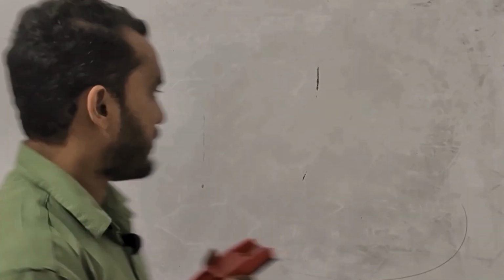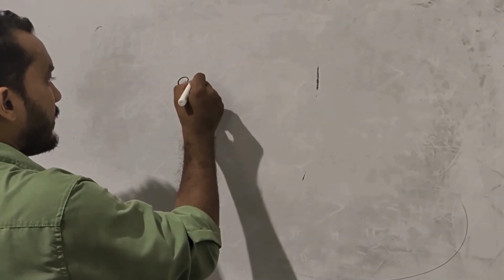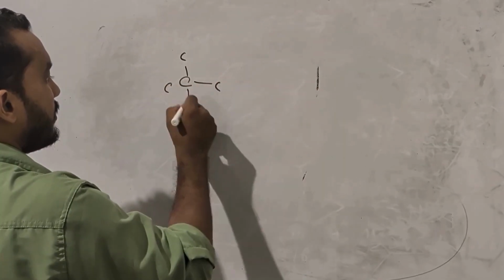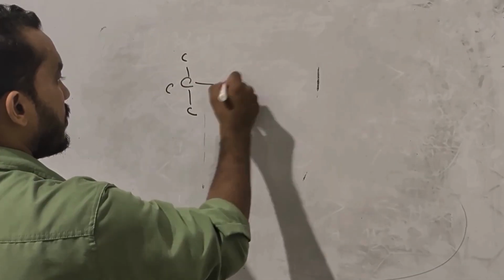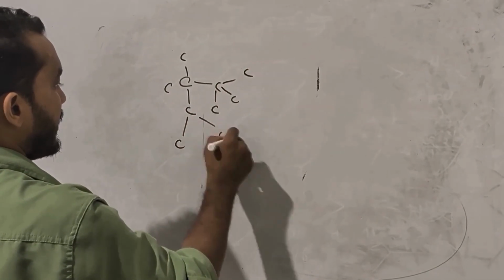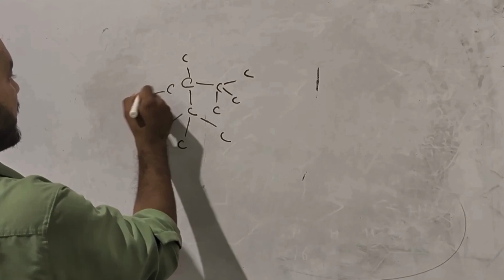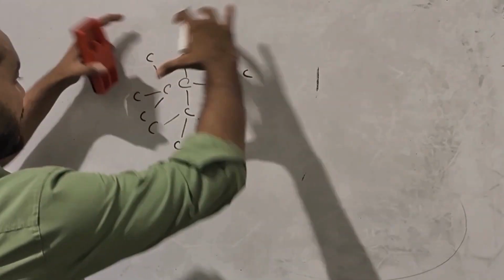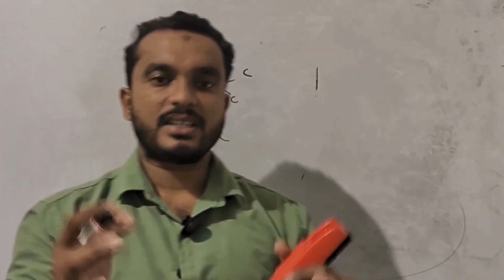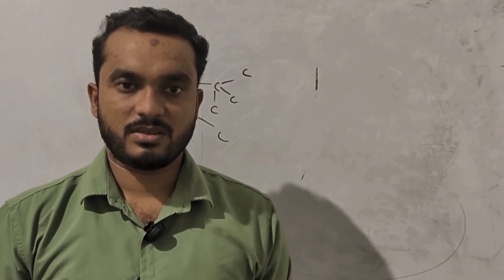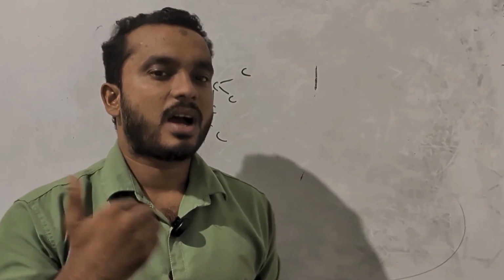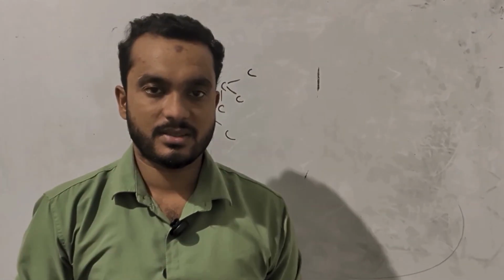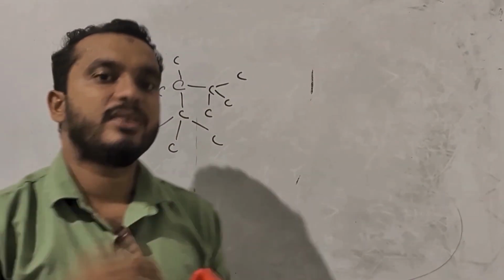So in case of diamond, what happens? One carbon atom is bonded with four other carbon atoms, and in this way they give a rigid 3D structure, for which diamond is very hard in nature, and that is why it is called the hardest natural substance.